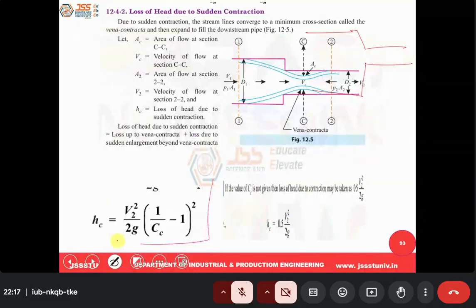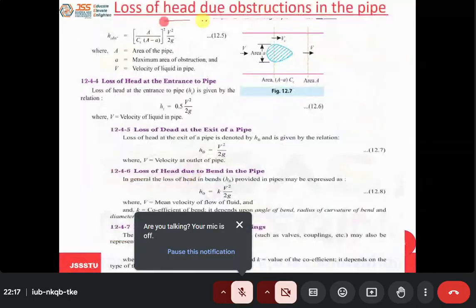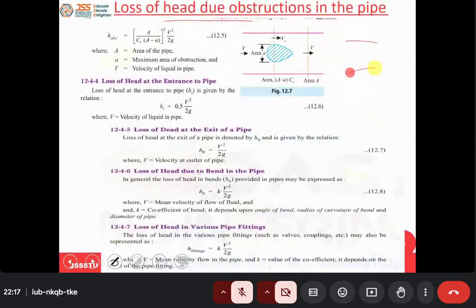Again using this formula, that is v square by 2g into (1 by Cc minus 1), where Cc stands for coefficient of contraction. Next, similarly, head loss due to obstruction in the pipe. Suppose there is any obstruction, then there will be losses in the pipe, and we calculate that using this formula.